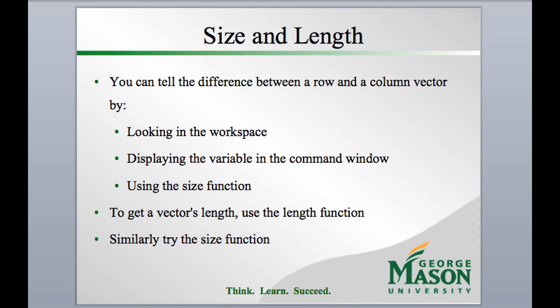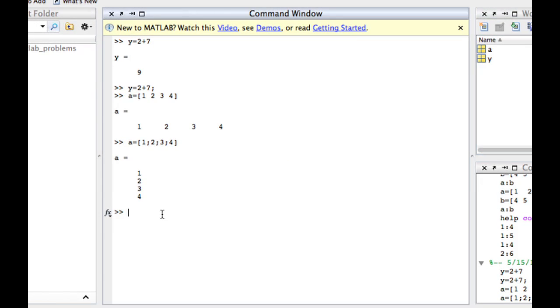You can tell the difference between a row and column vector by looking in the workspace, by displaying the variable in the command window, or by using the size function. To get the vector's length, you can use the length function. You might ask, how do we even find out what the size function is? If you ever want to learn about a function, you go into MATLAB and say help size.